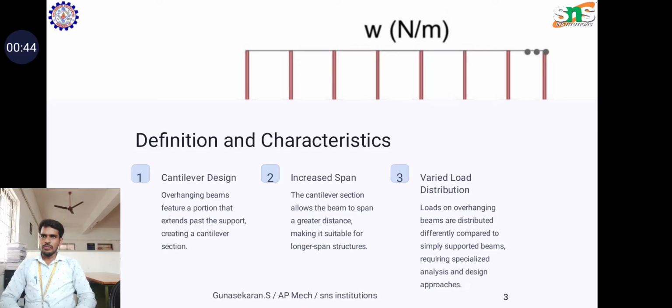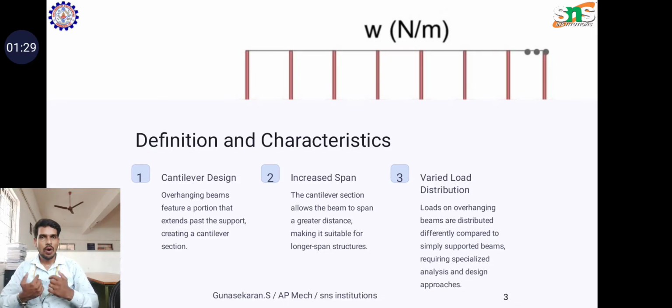Definition: an overhanging beam is a structural element that is supported at one or more points along its length and extends beyond the support at one or both ends. This configuration allows part of the beam to overhang freely, creating a cantilever effect at the ends. Supported points: the beam has one or more supported places within its span, leaving one or both ends to overhang freely.